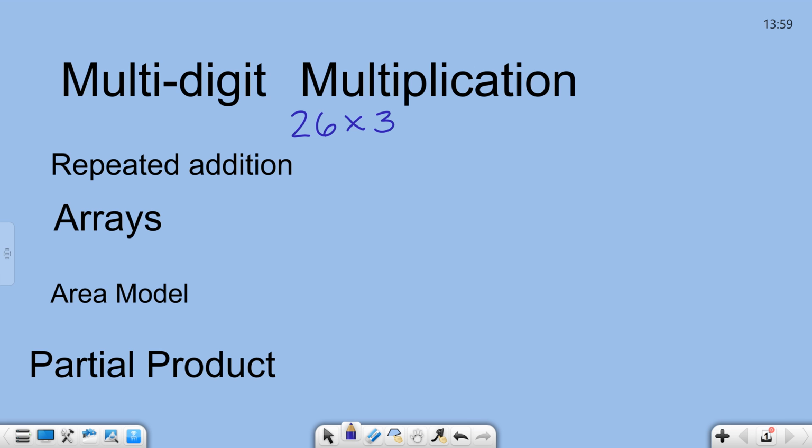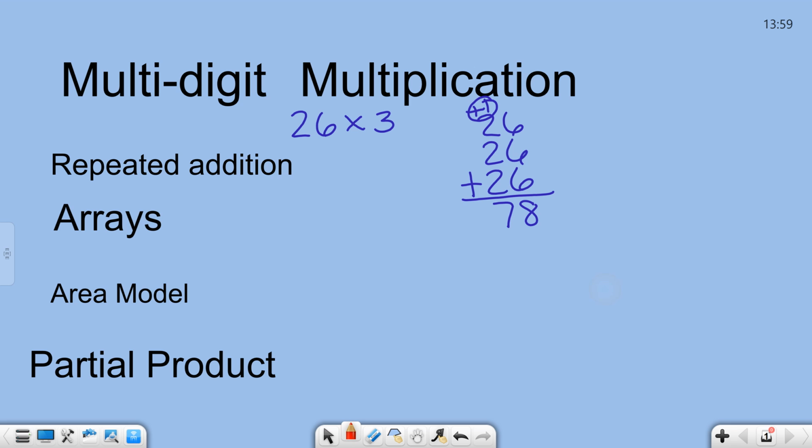So first is repeated addition, because multiplication is repeated addition. You're repeatedly adding 26 3 times or 3 26 times. So I'm going to do 26, 26, 26. I'm going to start in my ones, 6, 12, 18. Regroup my 10. 2, 4, 6 plus 1 is 7, 78.